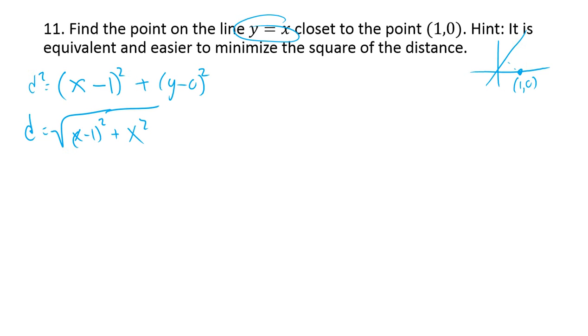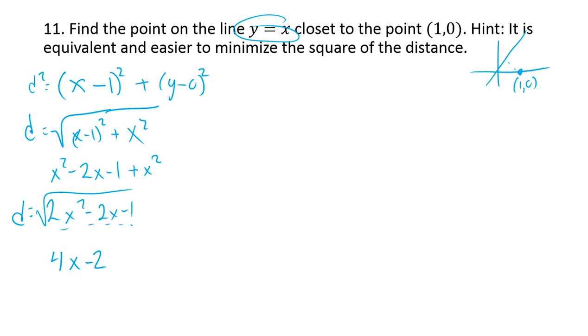And now we distribute this through: x squared minus 2x plus 1 plus x squared, getting us a square root of 2x squared minus 2x plus 1. Our critical point will be wherever we zero out the inside. So when we take the derivative of the inside, that gets us 4x minus 2, which means x is equal to 1/2. Now when x is 1/2, what does y have to be? It also has to be 1/2. So that means that the shortest distance would occur at the point on that line of (1/2, 1/2).